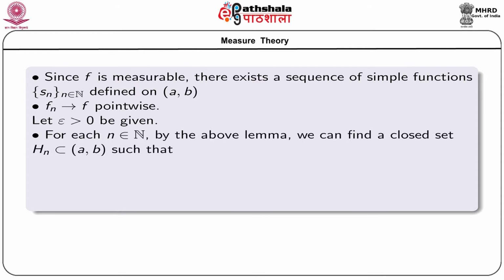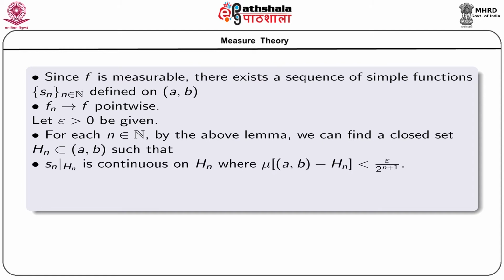Now, for each n belonging to capital N, we consider the simple function Sn defined on open interval a b, and we can use lemma 1, the earlier lemma, on the function Sn. So, by the above lemma, we can find a closed set Hn subset of open interval a b such that the restriction of Sn on Hn is continuous on Hn, where as before open interval a b minus Hn, the difference set, has measure less than epsilon by 2 to the power n plus 1.